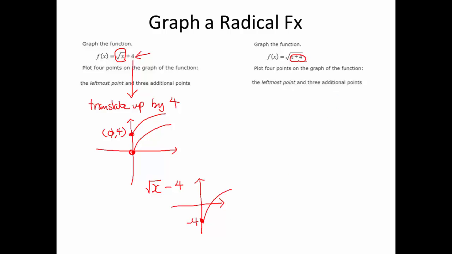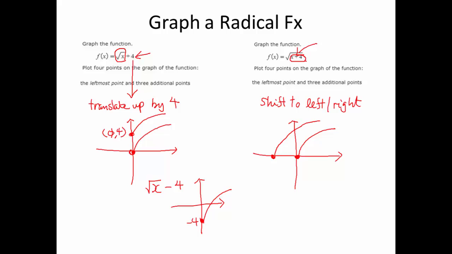But for this one, since it's inside the function, we are talking about shifting to the left or right. So in this case, when you have a positive sign, it means shift to the left. So we start from the parent function, which is 0, 0 as the leftmost point. Right now, it shifts to the left by 4. So this is negative 4. So the leftmost point this time is negative 4, 0. Of course, when they say graph square root of x minus 4, it shifts to the right by 4. So the leftmost point for this one is 4, 0.